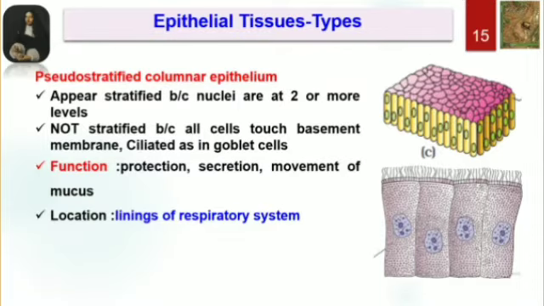Then we come across another type of epithelium, pseudostratified columnar epithelium. It is called pseudostratified, falsely stratified, because in the columnar cells, the nuclei are not located at the same level in all the different cells. So it gives an appearance of being stratified. The major functions are protection, secretion, and movement of mucus, and they are located in the lining of the respiratory system. You can see the diagram here.